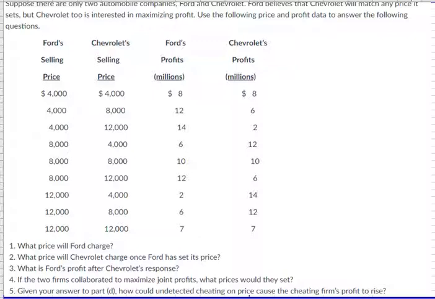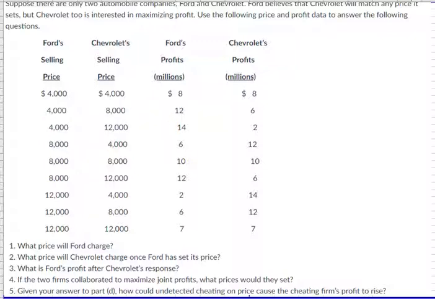Do they have an incentive to cheat? So if they came together, is there a way or some sort of incentive to cheat? Yeah. Chevy could increase its profit to 12 million by cutting its price to 4, if it could do it undetected, do it real quick while they're not looking. And Ford could also increase its profit to 12 million if it could, in an undetected way, cut its price by 4,000. So collusion can create instability because the firms have an incentive to cheat.